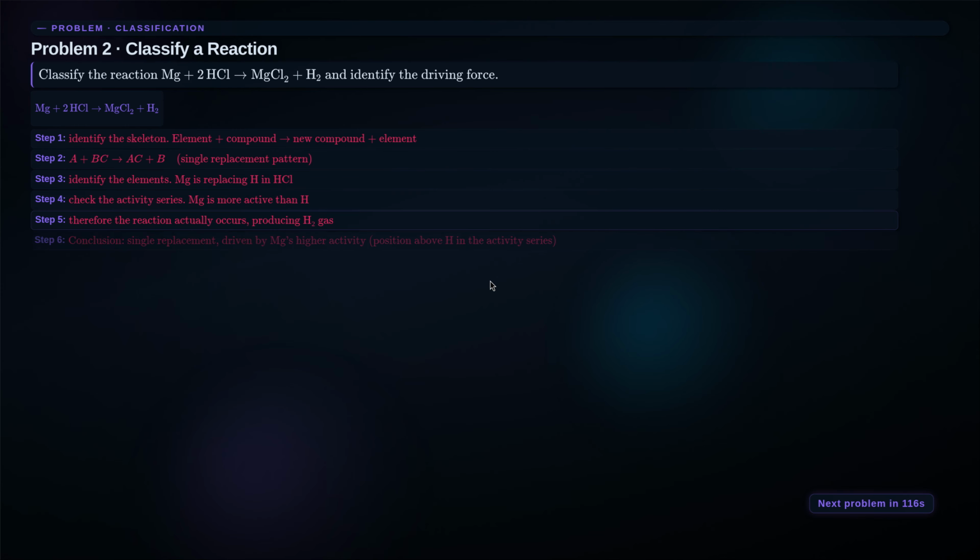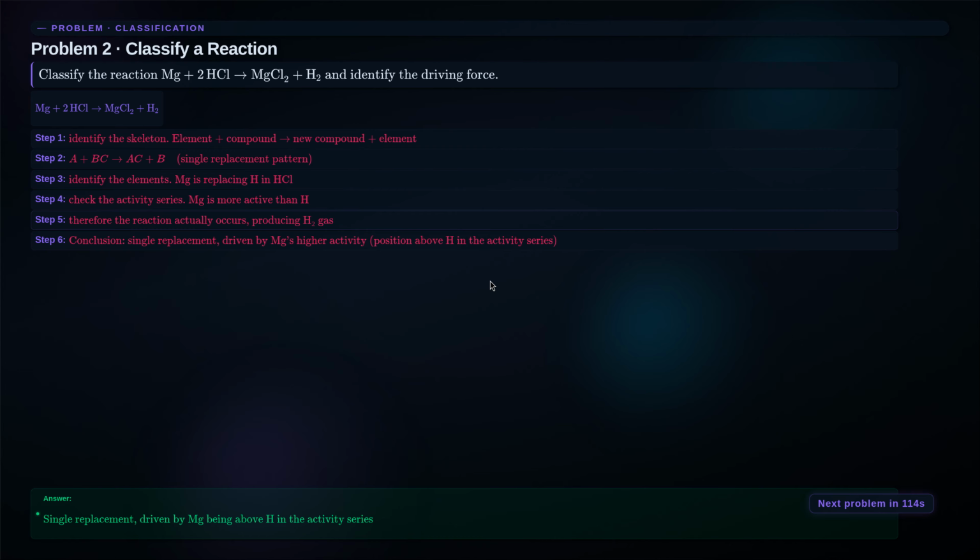Solved problem 2, balancing a decomposition reaction. Hydrogen peroxide, H2O2, decomposes into water and oxygen gas. Write and balance the equation. Step 1. Write the skeleton. H2O2 yields H2O plus O2.